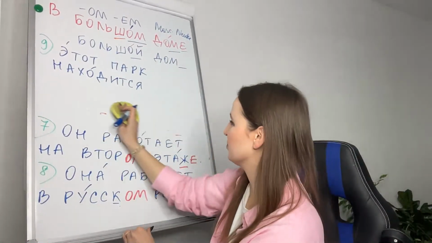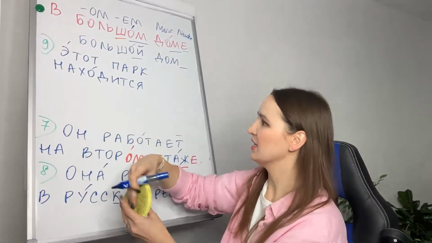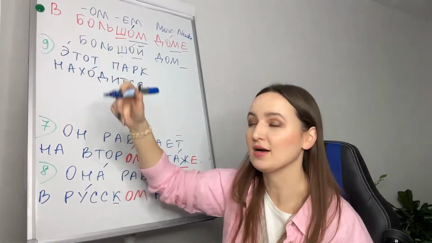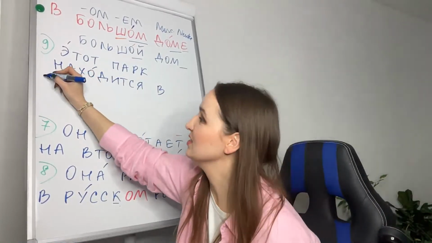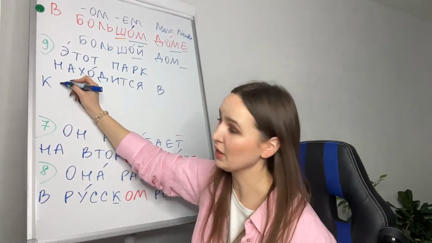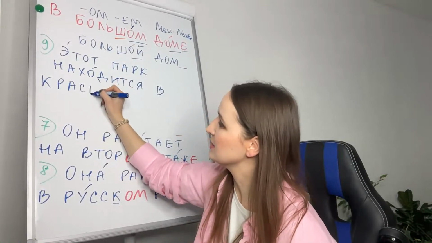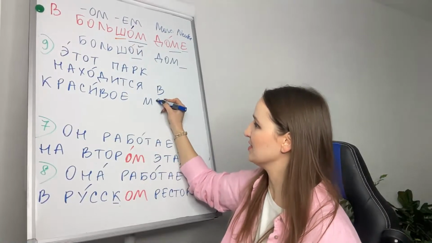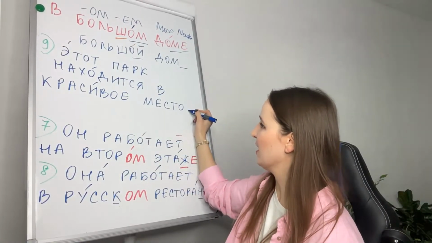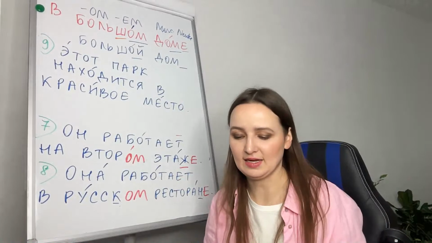So we will use prepositional case after it. Находится, is located where? Где? В. And first, let's use nominative. Красивое место, beautiful place. Красивое место. Красивое место.